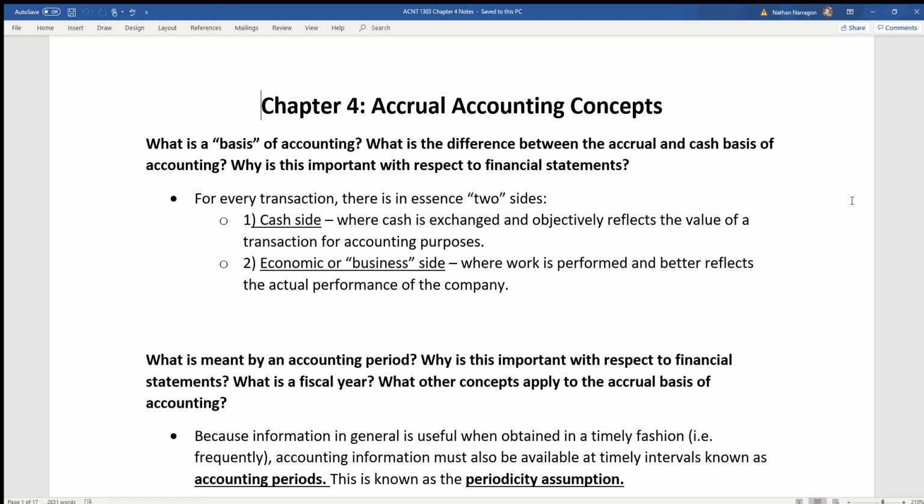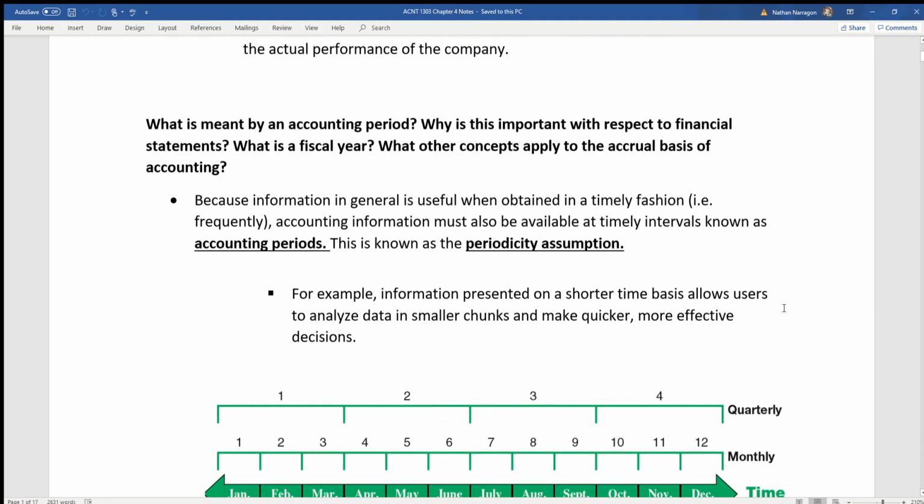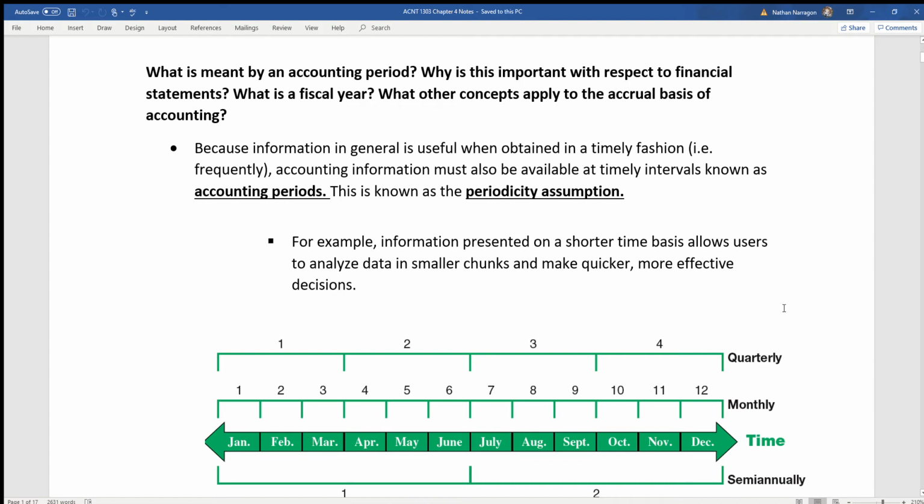So to get into this, to understand the accrual accounting methods, we first have to know, again, accounting periods. And accounting periods in themselves are really how we can separate the company into smaller chunks. This is that periodicity assumption or timing assumption that we have.